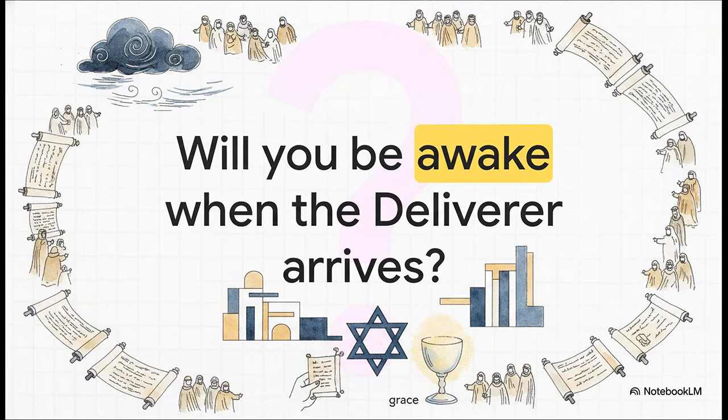So we want to leave you with this final, vital question to ponder. The cloud the size of a man's hand has already appeared on the horizon. The wind has shifted and the remnant is actively gathering from the four corners of the earth as we speak. The Commonwealth of Israel is literally being assembled right before our eyes. So, will you be awake when the deliverer arrives? Keep watching, keep studying the scriptures, and hold fast to the grace you've been given.